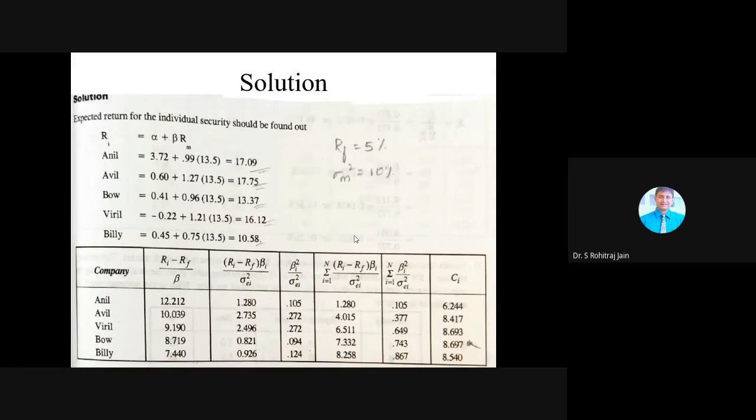Can anyone explain how we have solved this problem so that I'll end this session today? Can anybody explain to me how we have solved this problem? What was the first step? You can see the slide and explain to me. No problem.